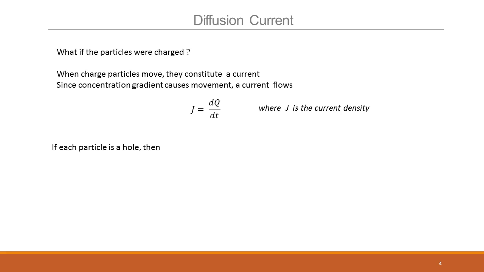If the particle is a hole, then Jp, the J subscript p, which means the hole current density, is Q dp by dt. Q is the charge of the hole, and dp by dt is the amount of hole that flows through the unit area. It's nothing but minus Q Dp dp by dx. I'm just substituting dp by dt with minus Dp dp by dx. Since it's diffusion for the hole, I'm putting the subscript p.